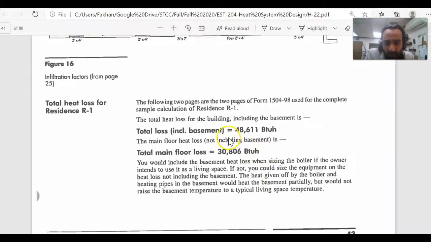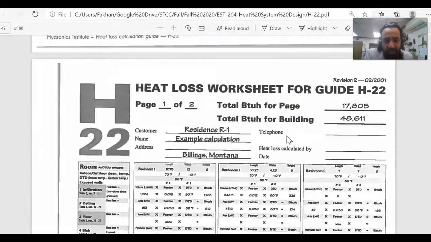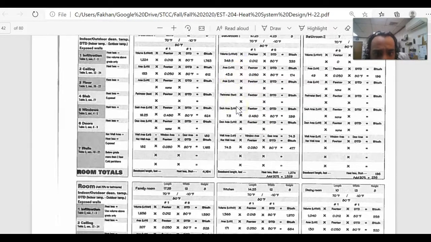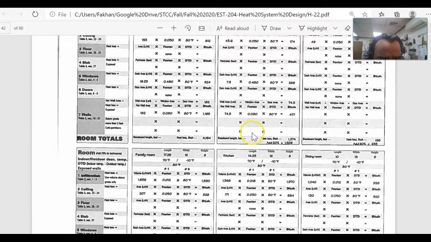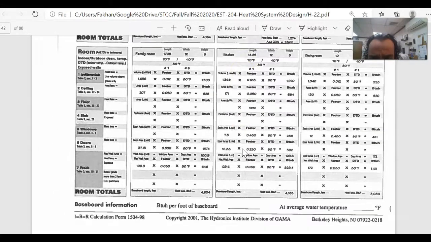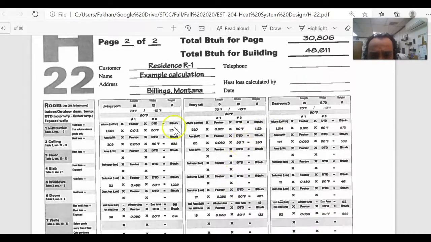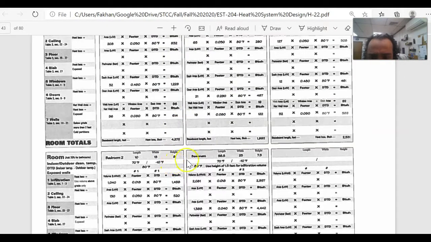So the main floor, including the basement, was 48,000 BTUs per hour for both infiltration and transmission. So okay, here, let's look at this. Basement, bedroom 1, bedroom 2, kitchen, family room. So they're giving you an option for the basement in here. And 2 of 2, entry hall, bedroom, living room, basement.